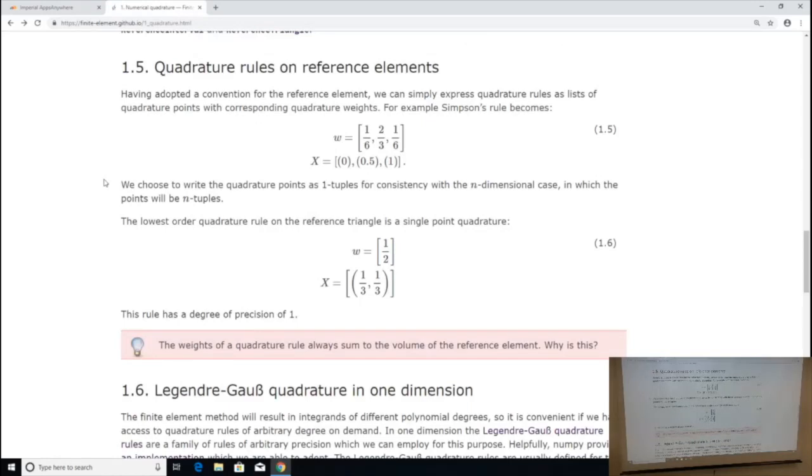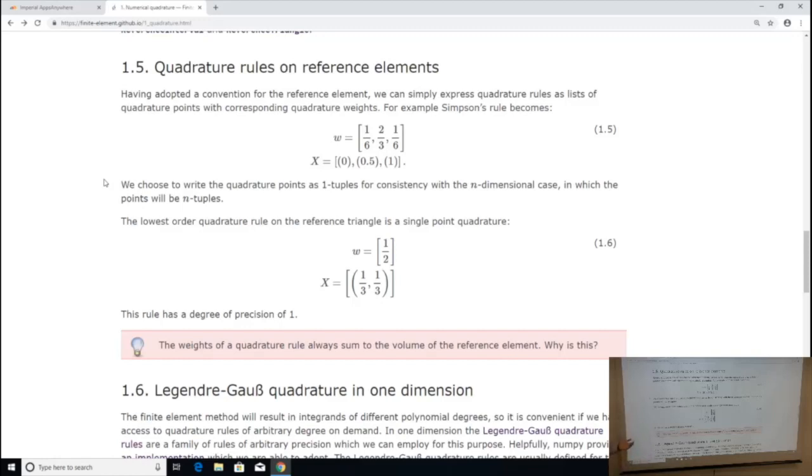Okay, so having built some reference elements, we can write quadrature rules, and as we noticed earlier, a quadrature rule is actually a really simple object. It consists of two lists. One is the list of points where you're going to evaluate the function, and the other one is the list of weights which you're going to multiply by the evaluation of the function at each of those points.